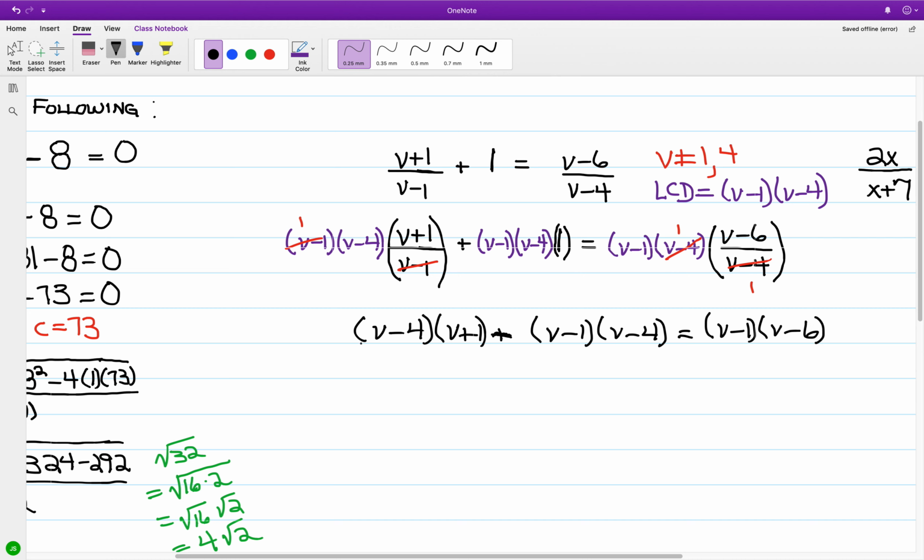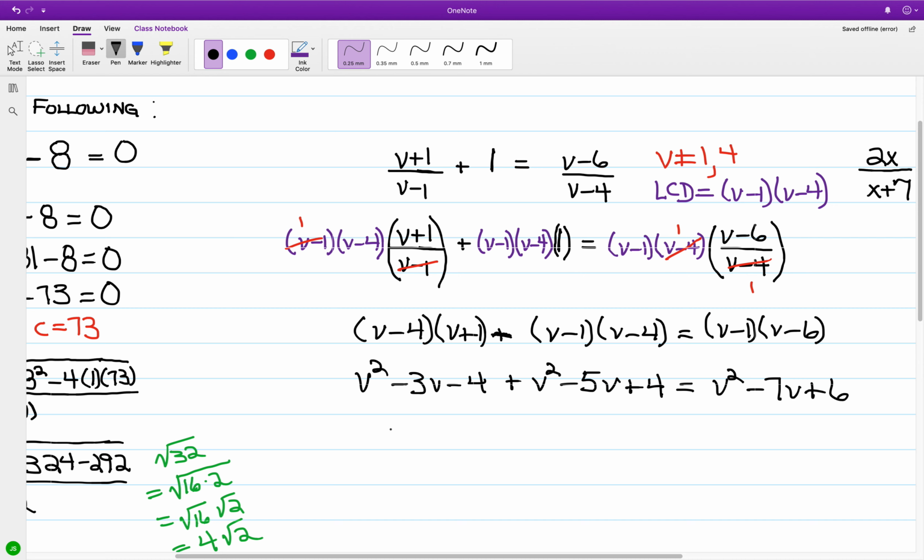So we have, at this juncture, with the first combination, v squared. Then you've got plus v minus 4v, so we have a negative 3v. We have minus 4. Then we have plus v times v is v squared. Negative 4v minus v, we have negative 5v. And we have plus 4. And this is equal to v squared minus 6v minus v is negative 7v. And we have plus 6.